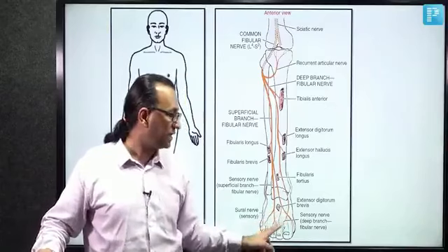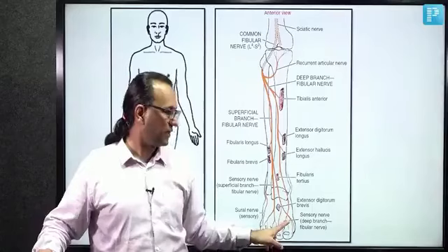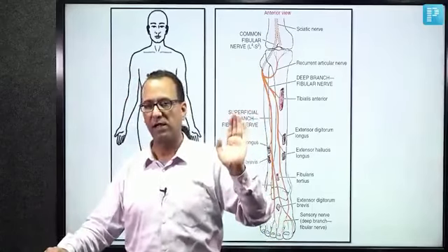Root value is L5. So great toe is always L5. That is the root value of the deep peroneal nerve. And also remember, dorsiflexion is done by deep peroneal nerve, so that is also L5.